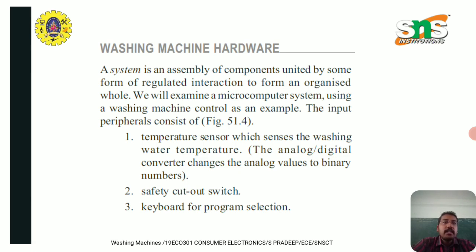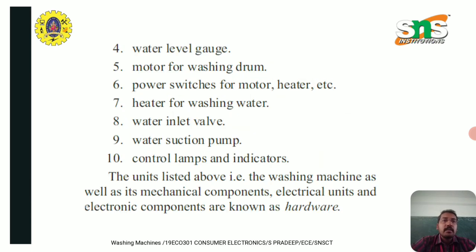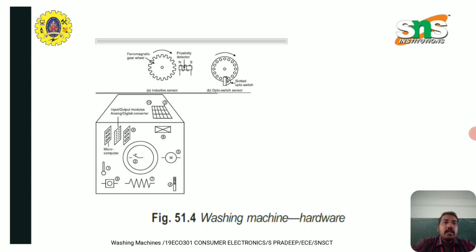Temperature sensor, which senses the washing water temperature. Safety cutout switch, keyboard for program selection. Water level gauge, motor for washing drum, power switches for motor, heater, etc. Heater for washing water, water inlet valve, water suction pump, control lamps and indicators. This is shown in this washing machine hardware.